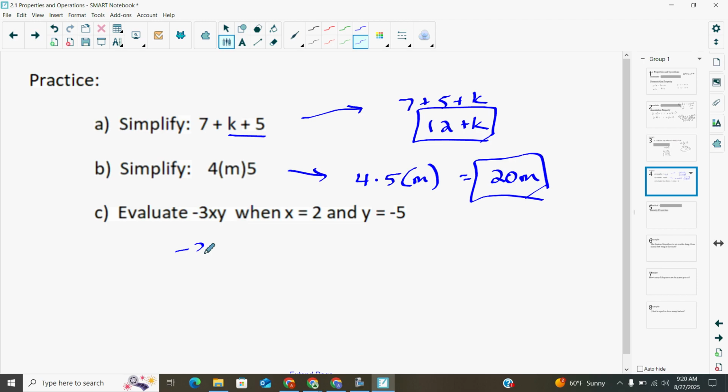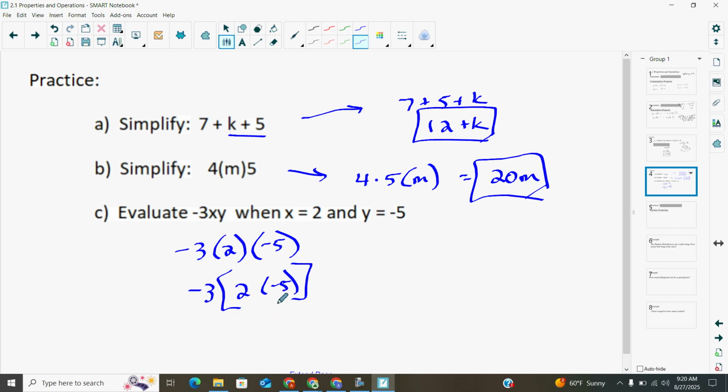Part C says negative 3 times x. I'm plugging 2 in for my x, times y. And I'm plugging negative 5 in for my y. We can multiply in any order we want, so I'm going to do these two first, the 2 times negative 5 first, and then times negative 3.